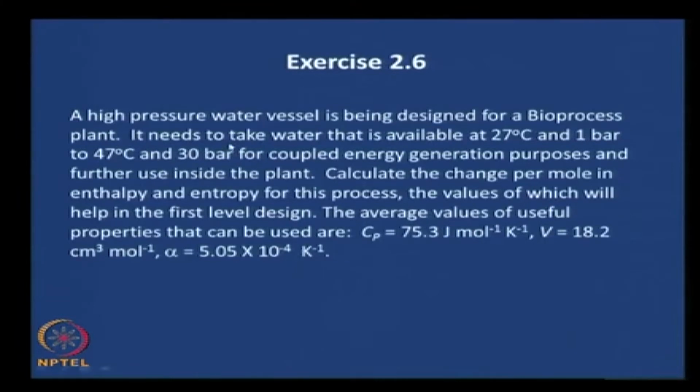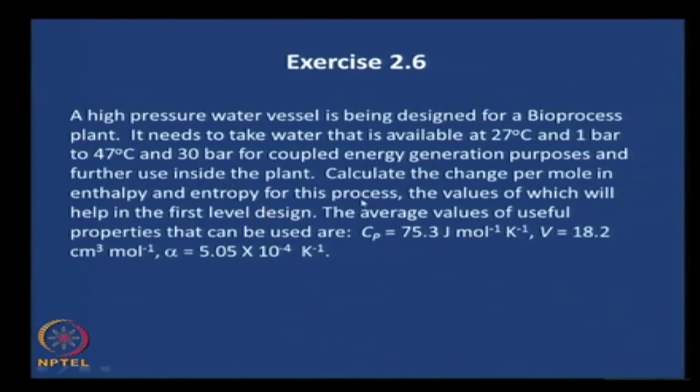A high pressure water vessel is being designed for a bioprocess plant. It needs to take water that is available at 27 degrees C and 1 bar to 47 degrees C and 30 bar for coupled energy generation purposes, and further use inside the plant. This is a very typical scenario. Calculate the change per mole in enthalpy and entropy for this process, the values of which will help in the first level design. We are at the design stage now.